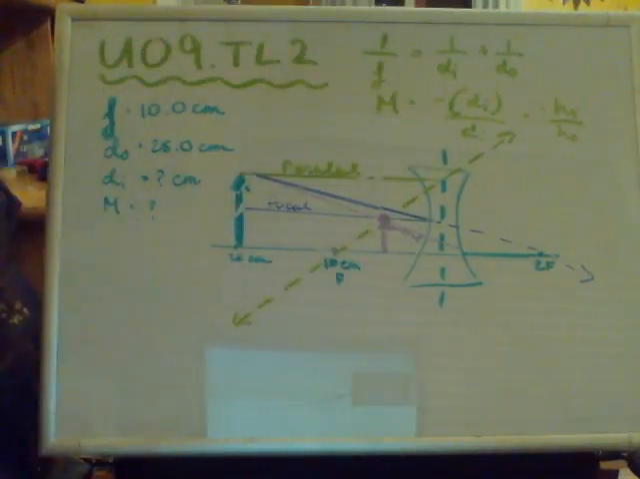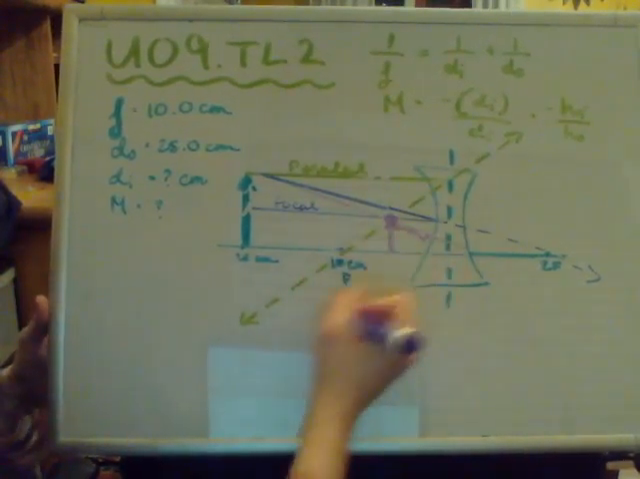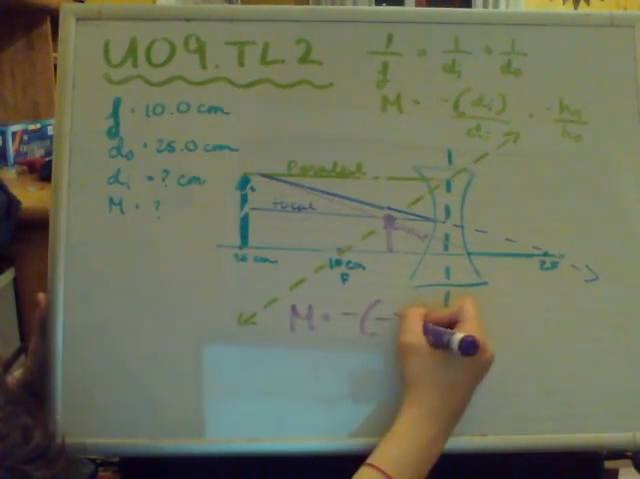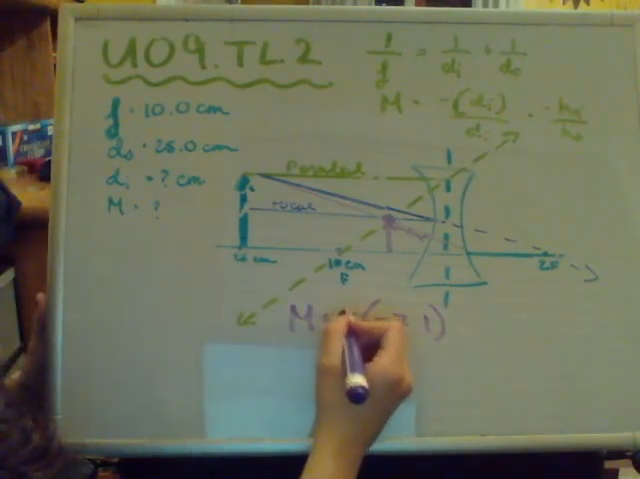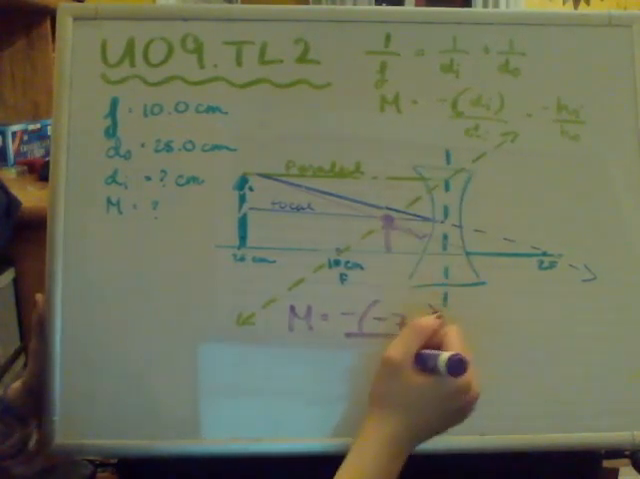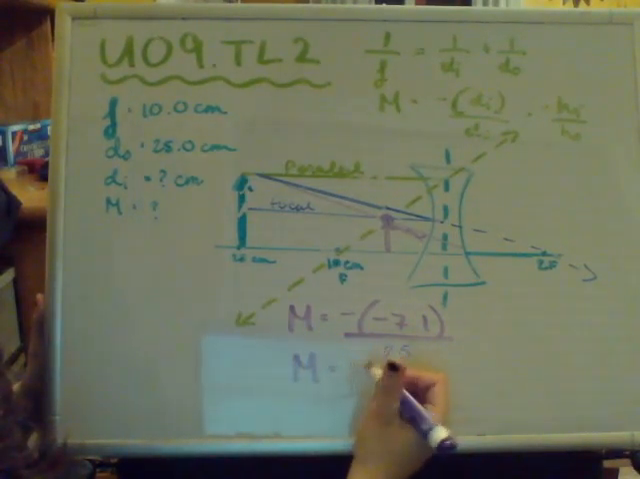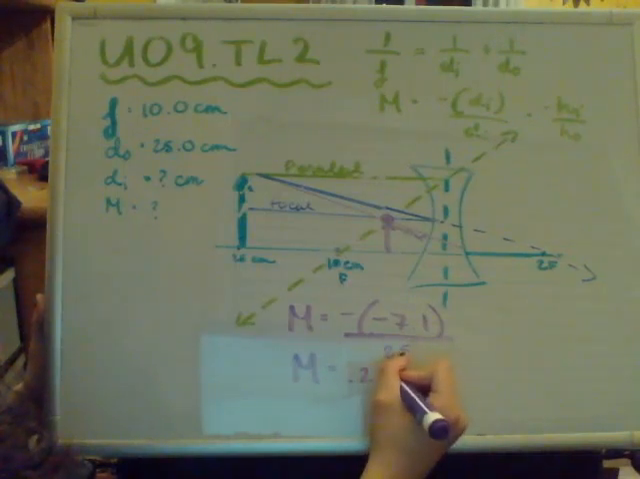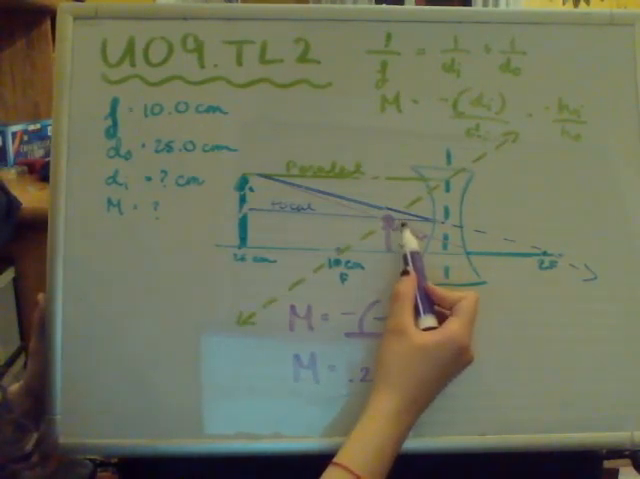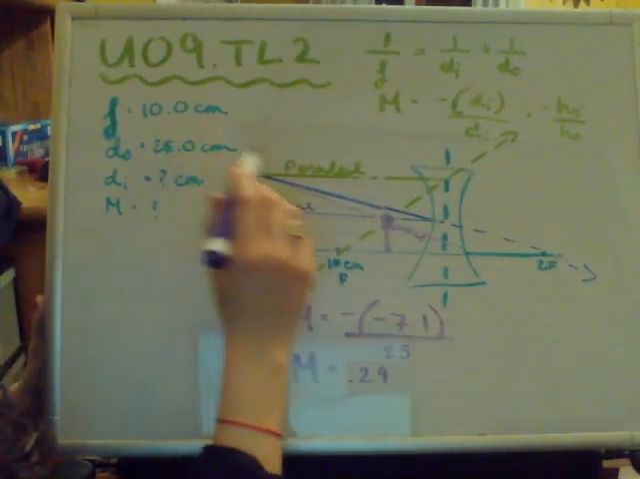And then now we're going to erase that work, and we're going to do the magnification. So we're going to remember that the distance of the image is negative 7.1. So we have the magnification equals negative negative 7.1. Always remember this negative right here, or else your whole equation will be messed up. And then you have it over the distance of the object, which is 25. So your magnification is going to equal 0.29, and it is positive, which means that the image is upright, and the image is virtual because it's on the same side as the object.